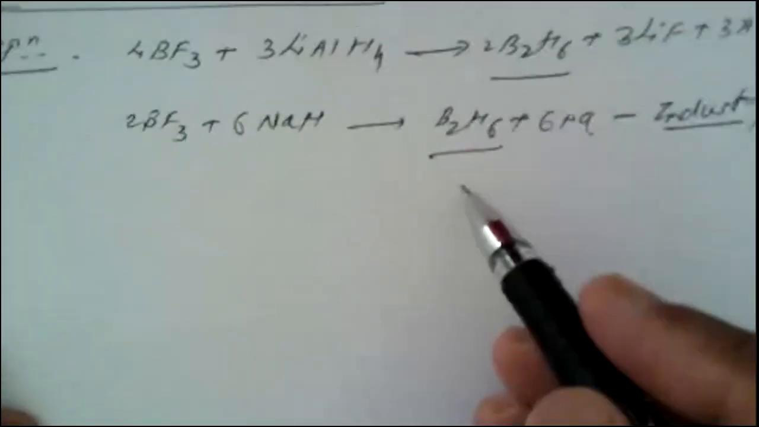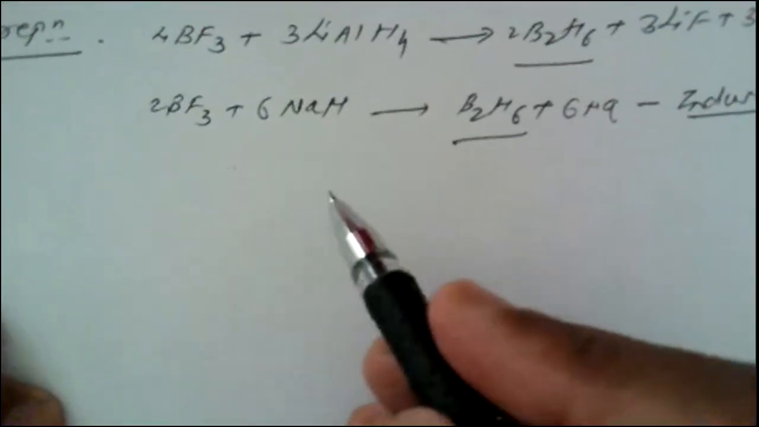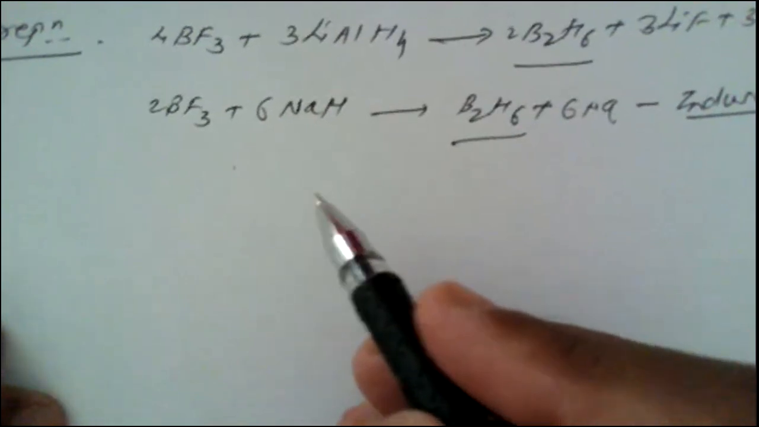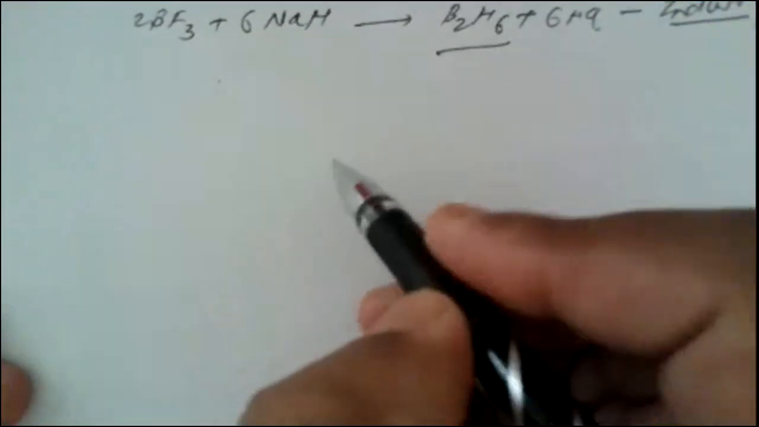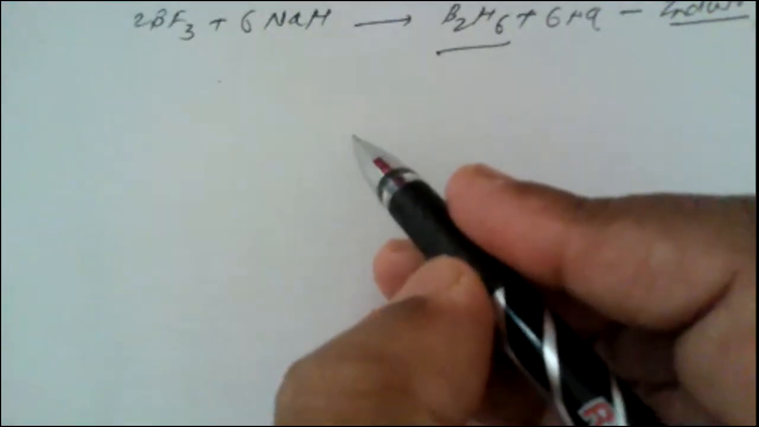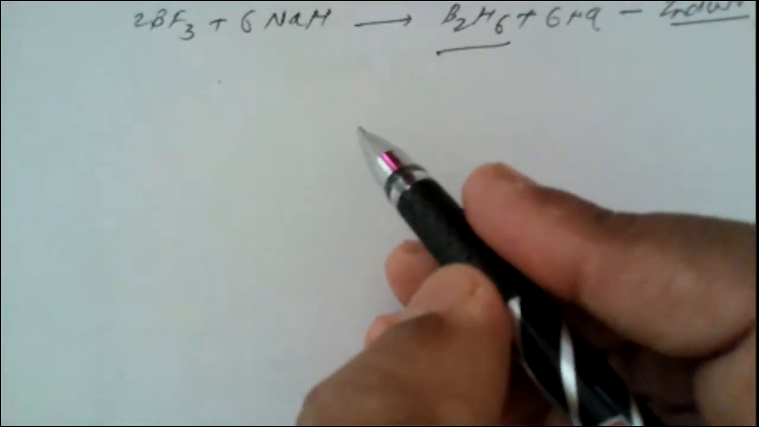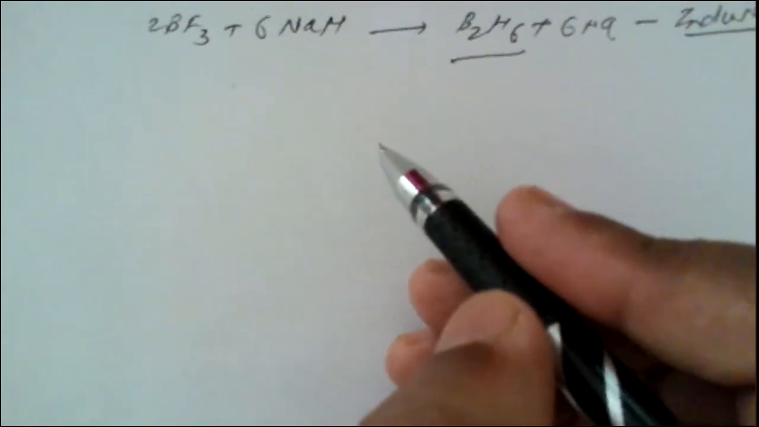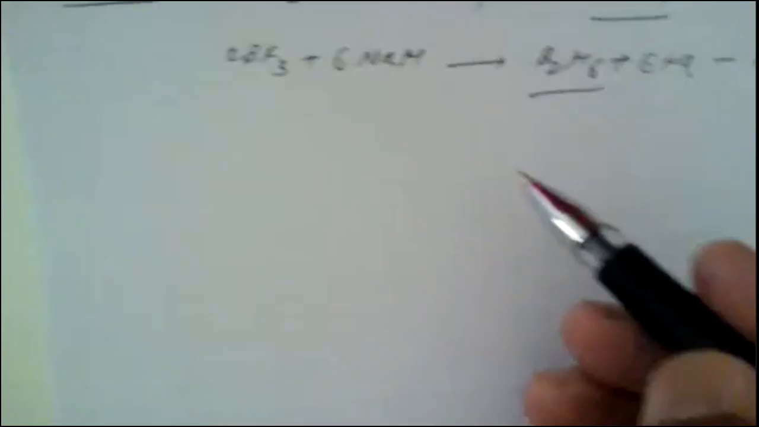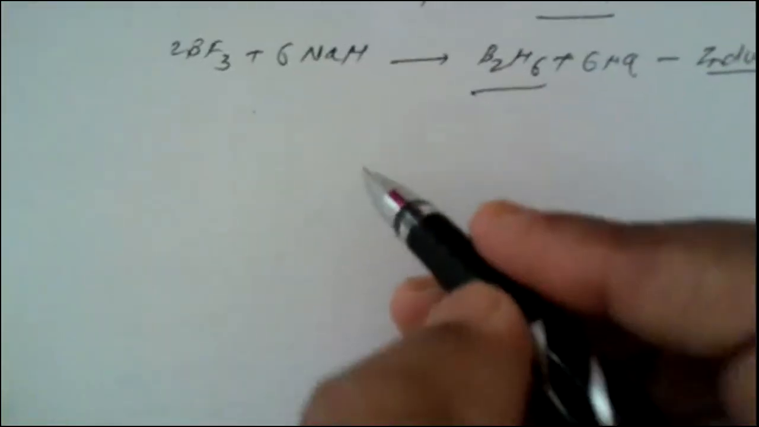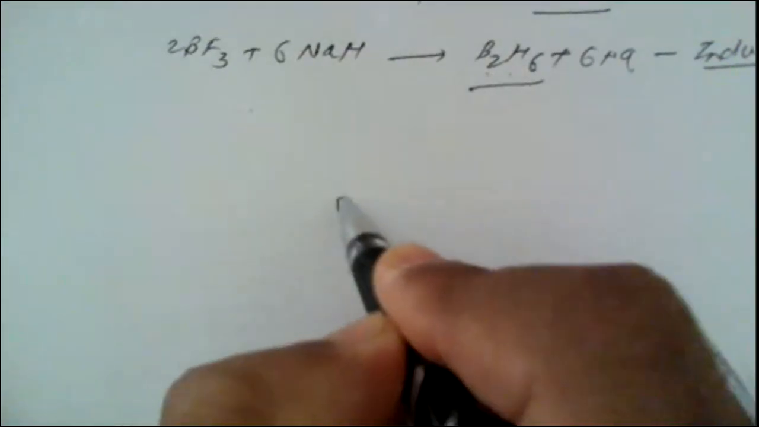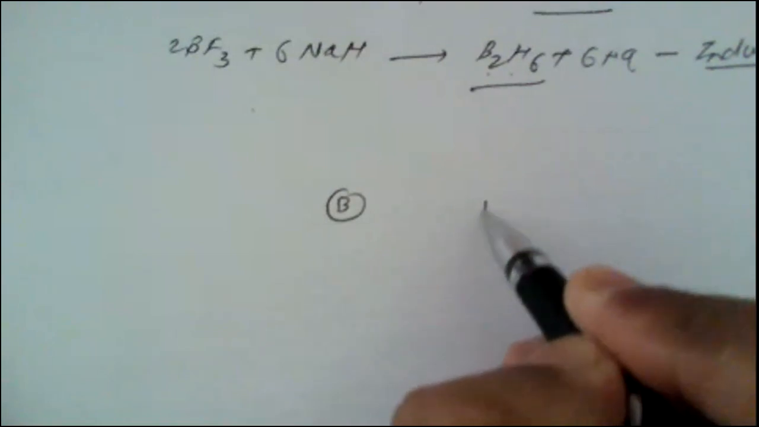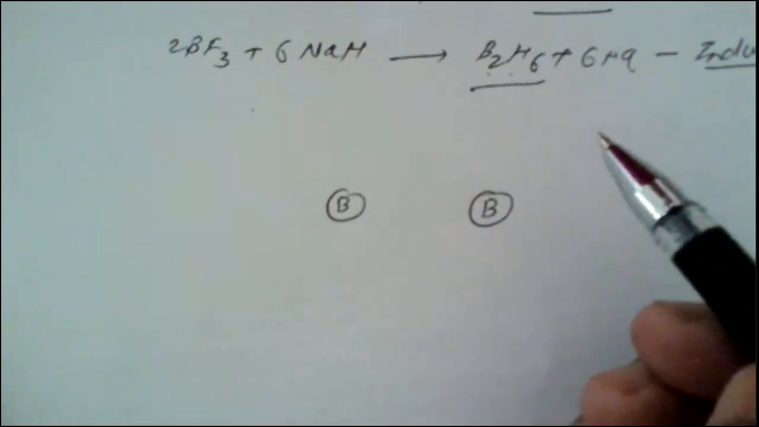Now, what about the structure of this diborane? To arrive at the structure, you have to draw this diagram side by side. The bonding and structure are rather difficult to understand, but I will make the content more understandable. So 2 boron atoms are there. First of all, write down 2 boron atoms like this.